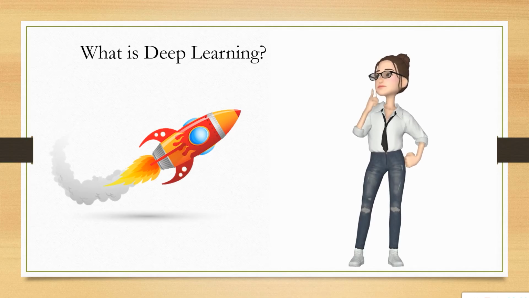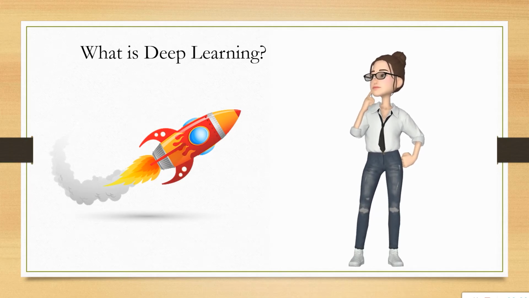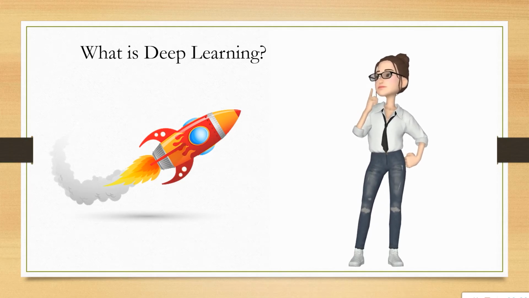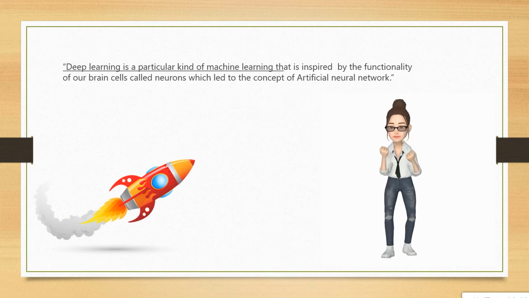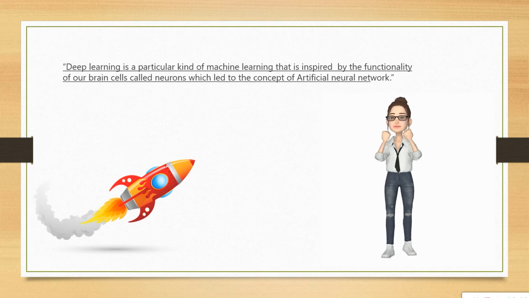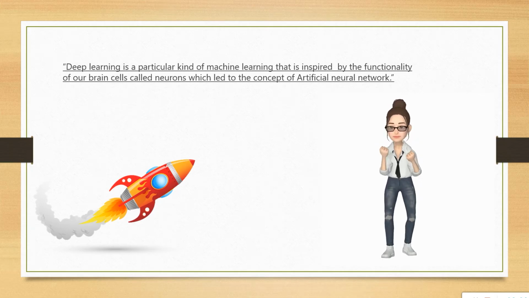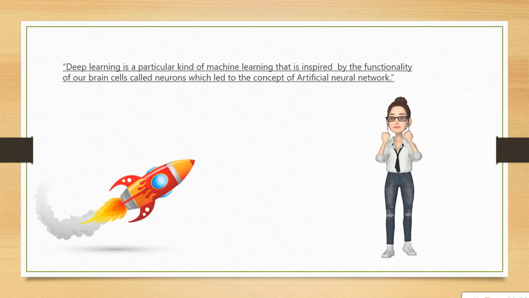The concept of deep learning is not new, but recently its hype has increased and deep learning is getting more attention. This field is a particular kind of machine learning that is inspired by the functionality of your brain cells called neurons, which led to the concept of artificial neural networks. It simply takes the data connection between all the artificial neurons and adjusts them according to the data pattern. More neurons are added as the size of the data gets larger.